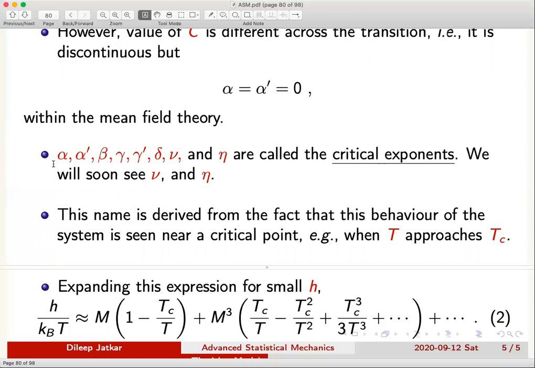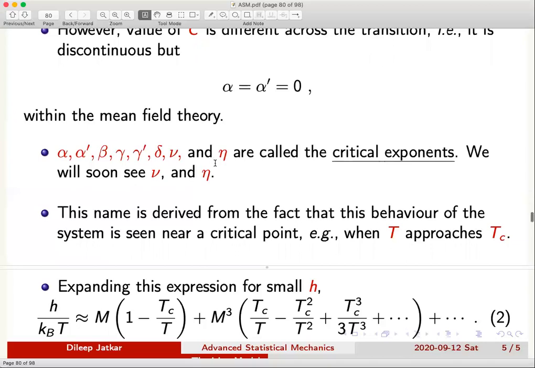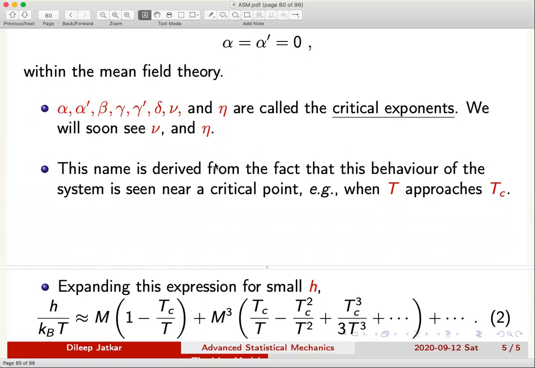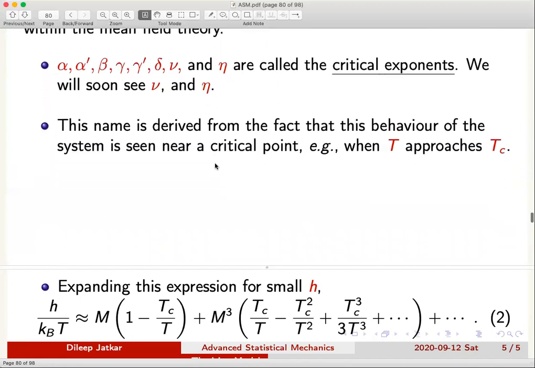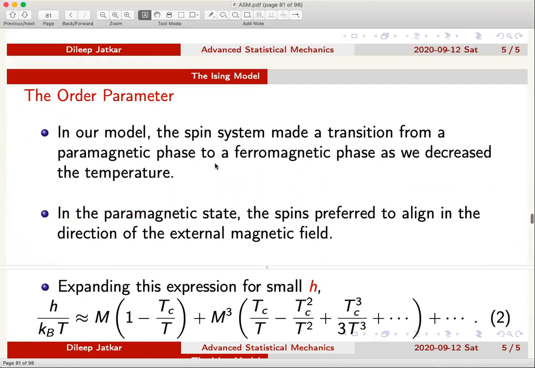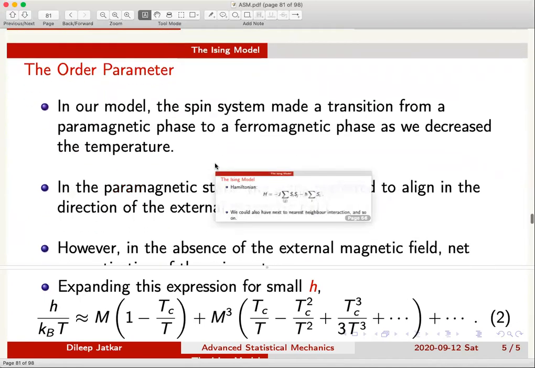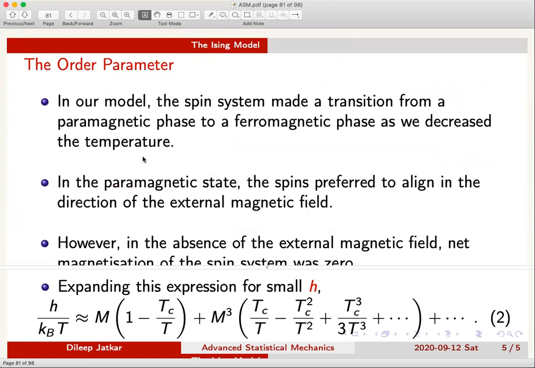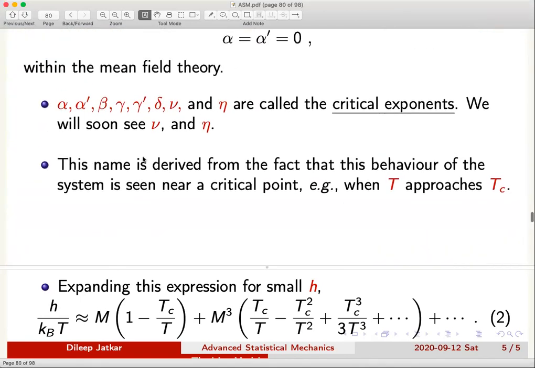So what we have seen so far is alpha, alpha prime, beta, gamma, gamma prime, delta. In addition, there are two other critical exponents which we will see soon, and this forms in some sense a complete set of critical exponents for systems in the neighborhood of a critical point. So the name comes because we are near the critical point. So what we'll do now is to define what is called an order parameter. But before that, any questions about critical exponents?